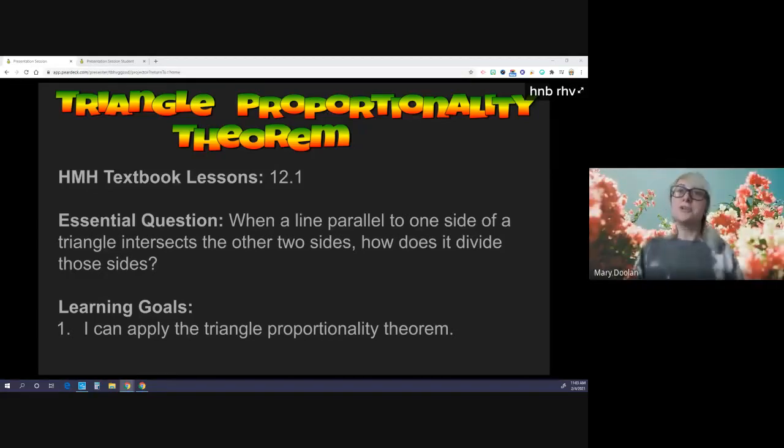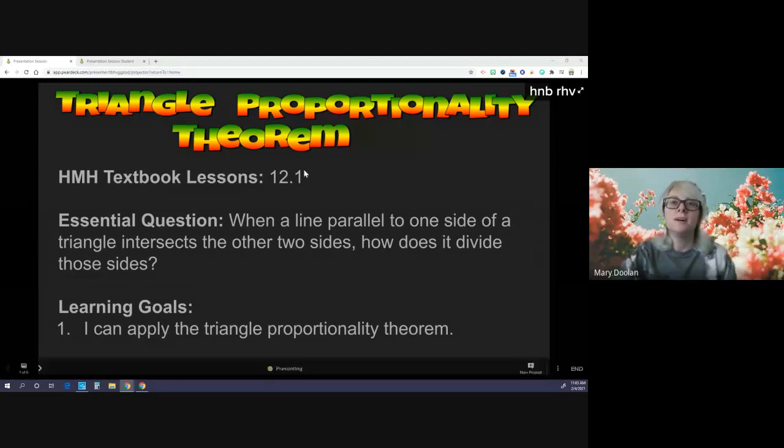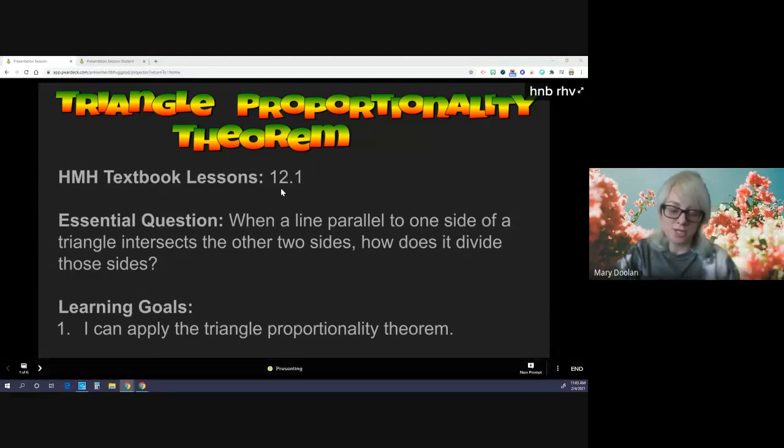Okay, so triangle proportionality theorem. This is from lesson 12.1 in your text. Your essential question: when a line parallel to one side of a triangle intersects the other two sides, how does it divide those sides? Your learning goal today: I can apply the triangle proportionality theorem.